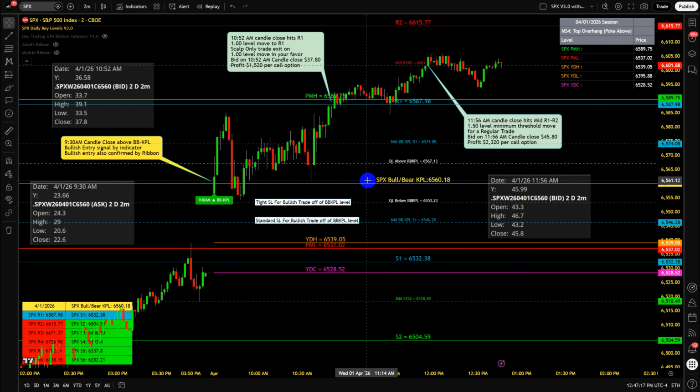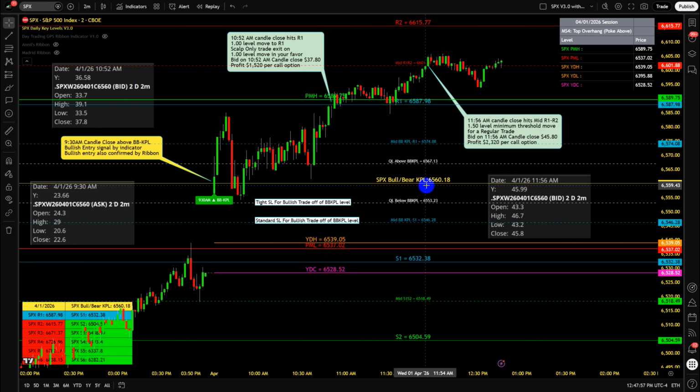Okay, so in today's session, we have a gap above. And on the 9:30 a.m. opening candle here, we have a close above the indicator's bull bear key price level. This is the daily bull bear key price level that the indicator gives at the first tick of the 9:30 a.m. market open, and this is the important bull bear pivot for the session. The close above this level represents a bullish entry signal on this 9:30 a.m. opening candle. However, we're not just going to go long on that signal only.